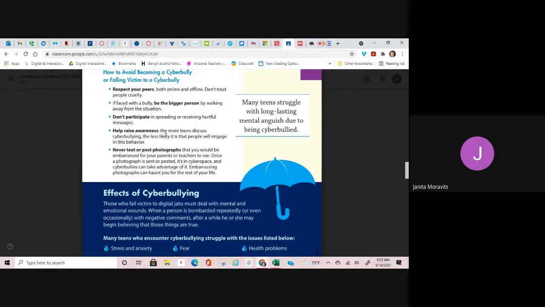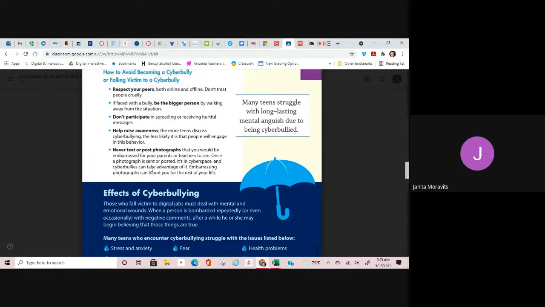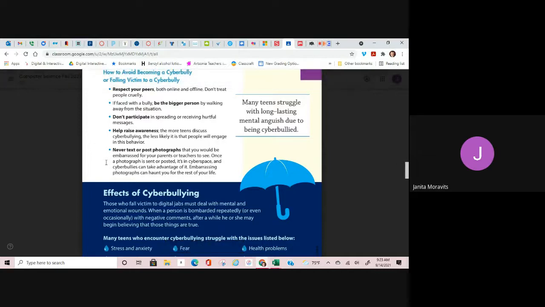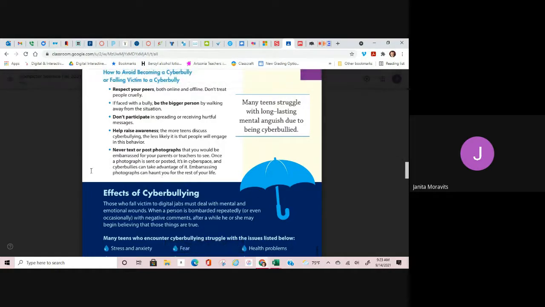Never text or post photographs that you would be embarrassed for your parents or teachers to see. Once a photograph is sent or posted, it's in cyberspace and cyberbullies can take advantage of it. Embarrassing photographs can haunt you for the rest of your life. Once it is out there, it is out there, and it is almost impossible to take it back. Don't post it if you wouldn't want someone to see it.